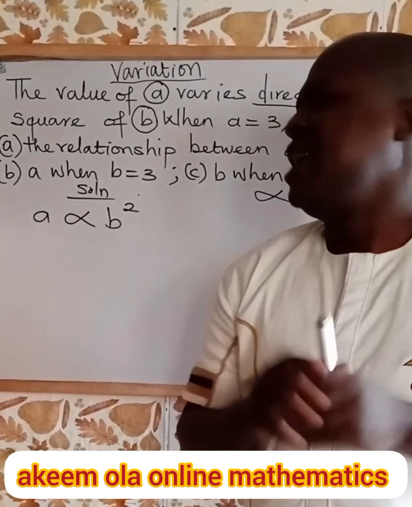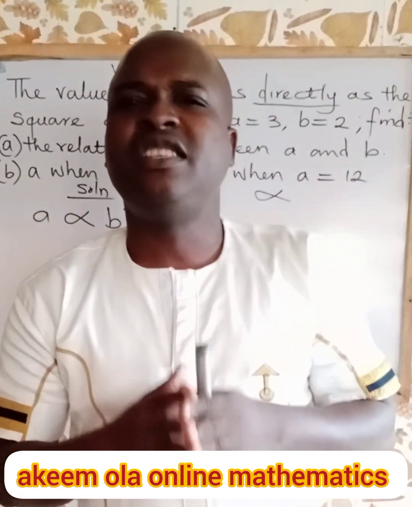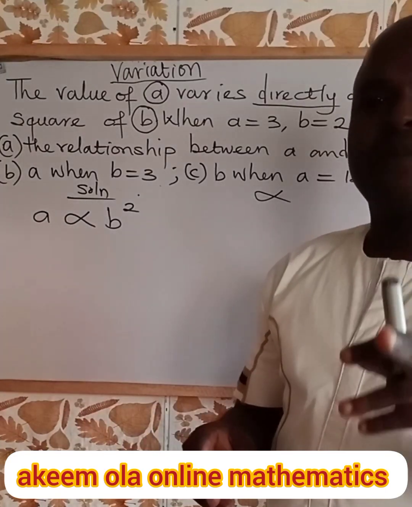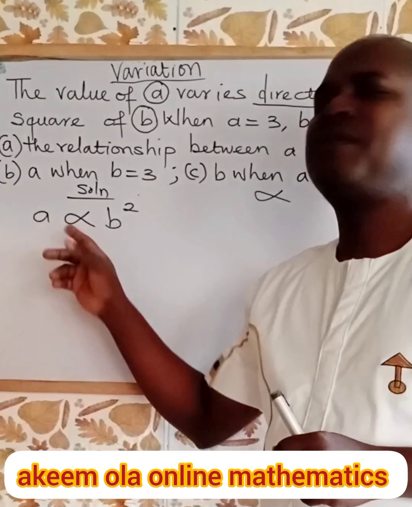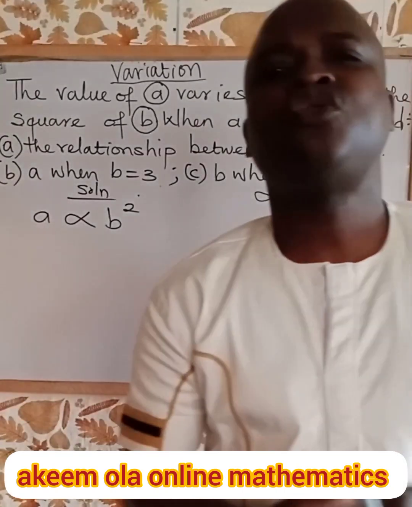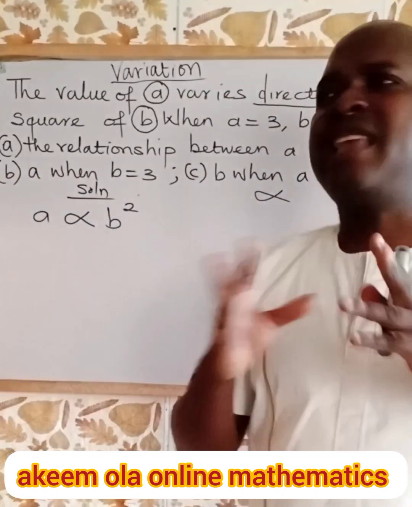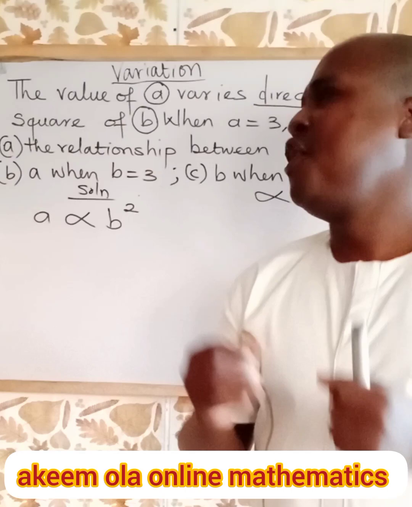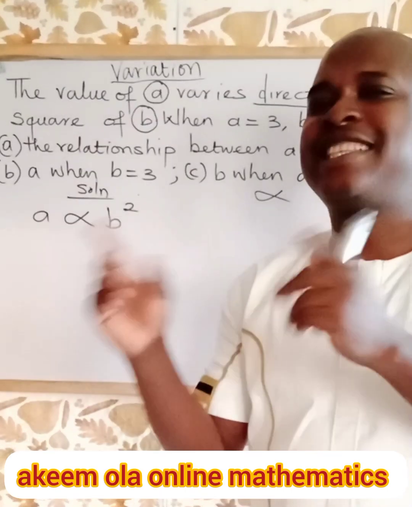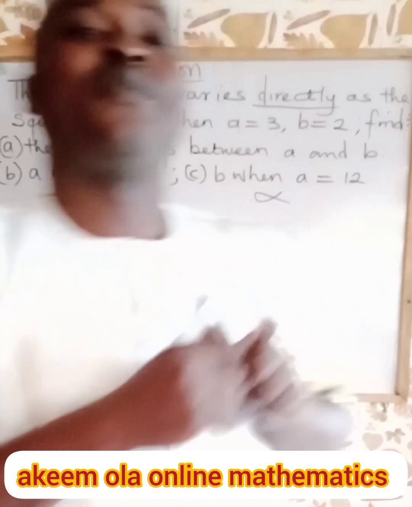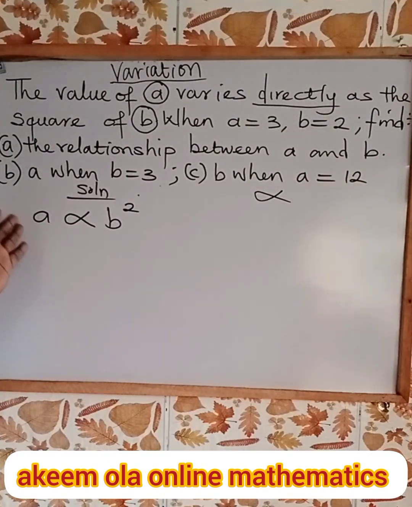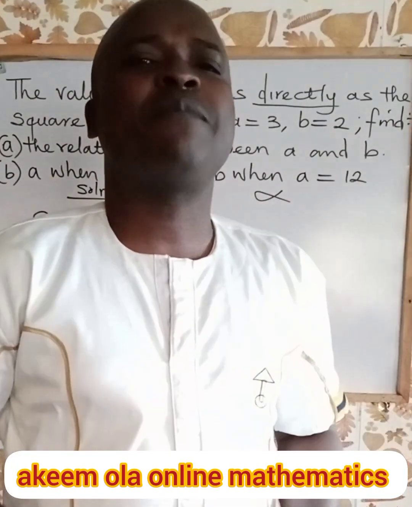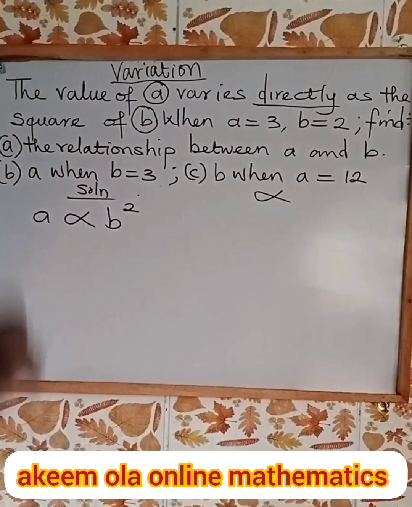Now I have this. The next thing I need to do is to change this proportionality sign into an equality sign. And for me to change the proportionality sign into an equality sign, I am going to introduce a constant. That constant can be any letter, but it should be a letter that is different from the two letters, the two quantities that are involved. As you can see, the quantities involved on the board are A and B. So I can make my constant K. I can even make my constant C. So let my constant be K.